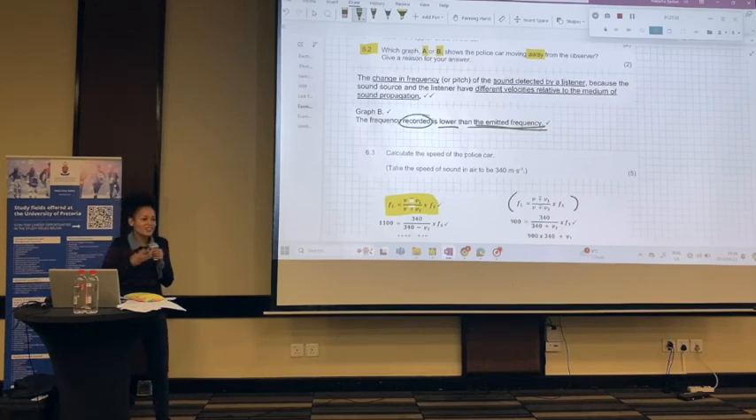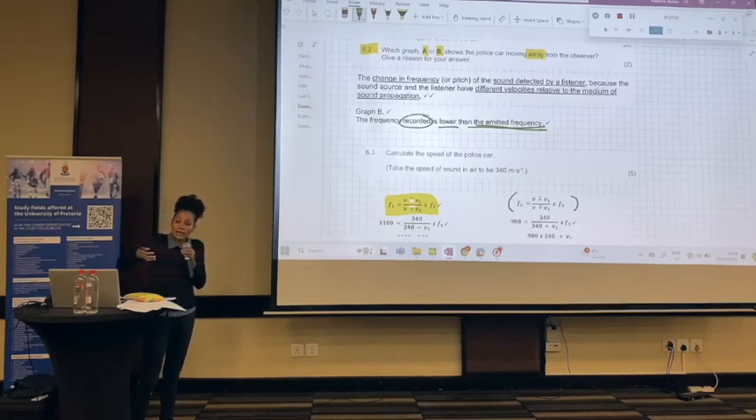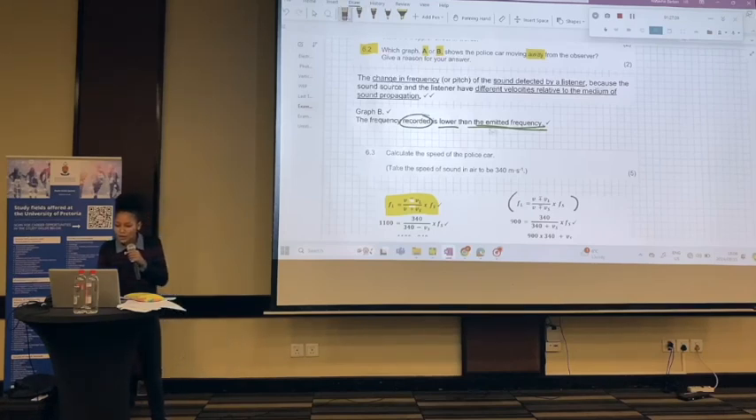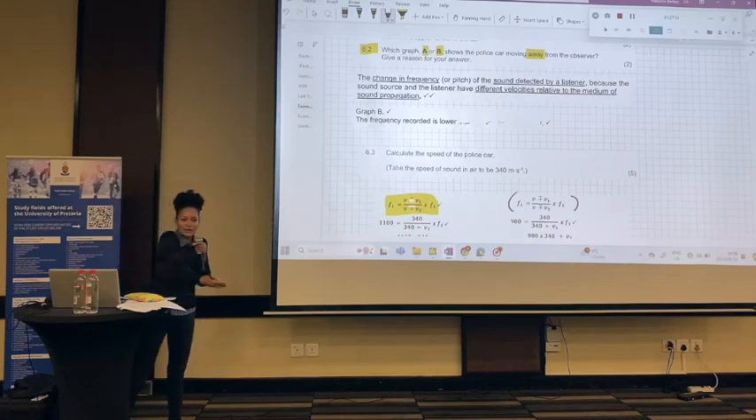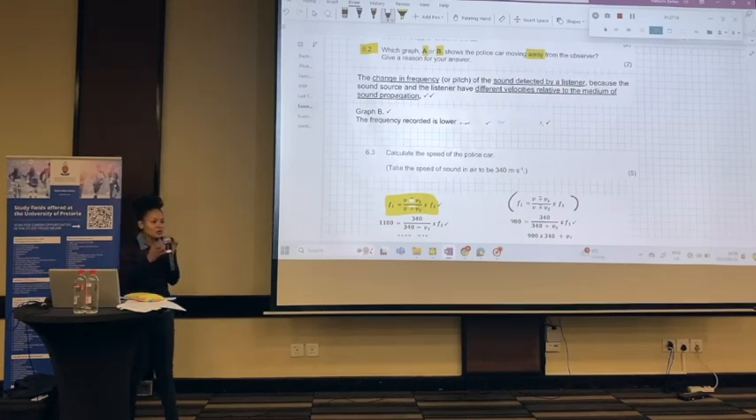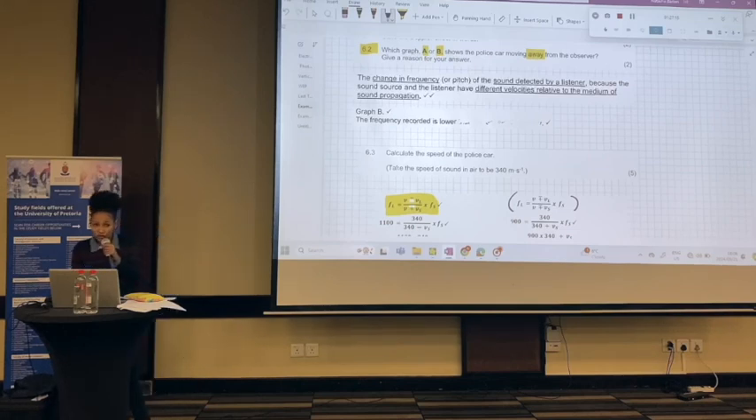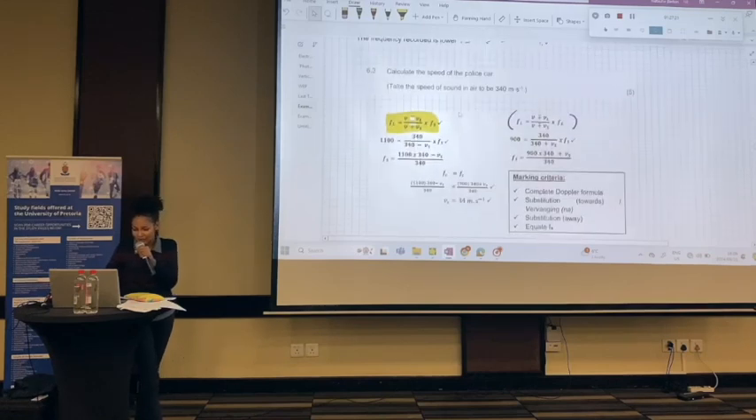You guys must be specific. What are we comparing here? Make sure you tell me. Most people, or a lot of people, just said the frequency is lower and they left this part out. But lower than what? According to the Doppler effect, what are we comparing so that we can come to this conclusion? Be as specific as possible in your exams, please.